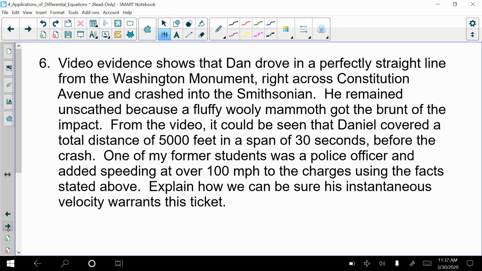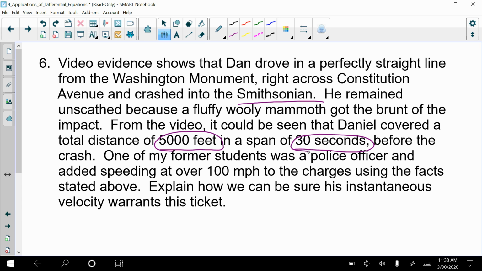So the last question here says, video evidence shows Dan drove in a perfectly straight line, which is amazing, from the Washington Monument across Constitution Avenue, and he crashed into the Smithsonian, which if you've never been there, I highly encourage that everybody try to go visit at one point in their lives. He remained unscathed because a fluffy woolly mammoth got the brunt of the impact. From the video, it could be seen that Daniel covered a total distance of 5,000 feet, so that's important information, in a span of 30 seconds before the crash. So 5,000 feet in 30 seconds.